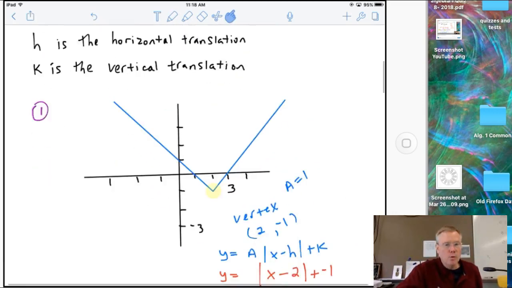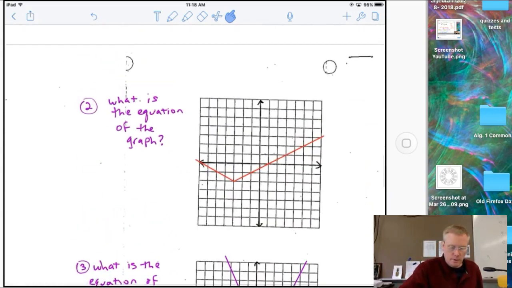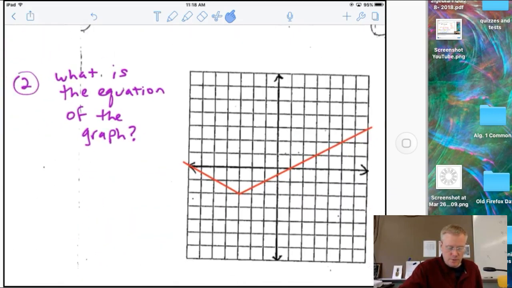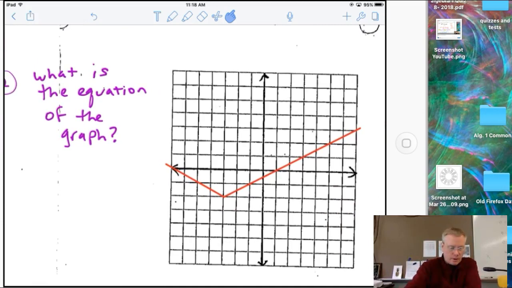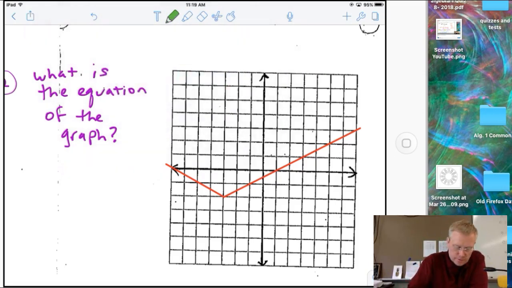Okay, so that was problem number 1. Here's problem number 2, where I'm going to ask for what is the equation of this graph? Let me start with the vertex. The vertex is that point right there. Now the x value, this is -1, -2, -3, is -3, and the y value is -2.